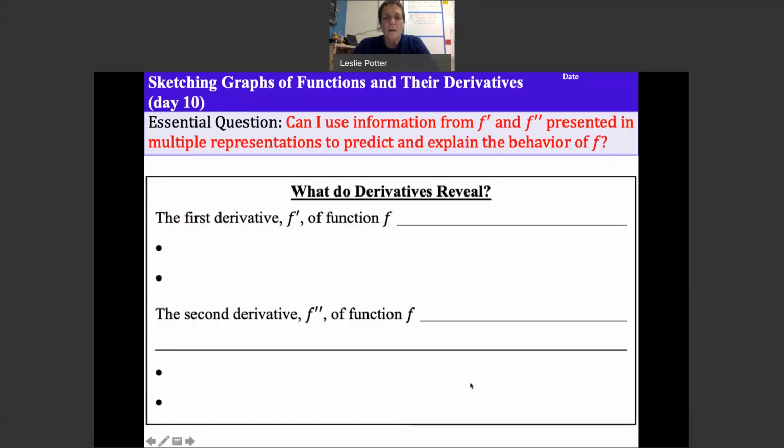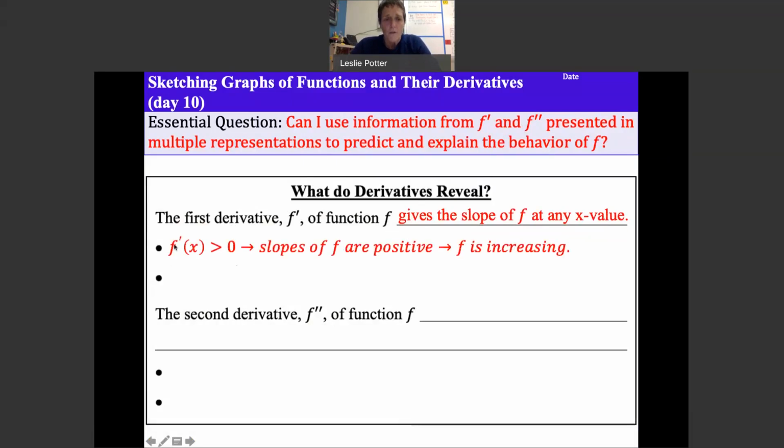So let's first review here what the first and the second derivative reveal. The first derivative, f prime of function f, gives the slope of f at any x value, right? When I say derivative, you think slope. We're going all the way back to that comment. So we're talking about the tangent lines and what their slopes are.